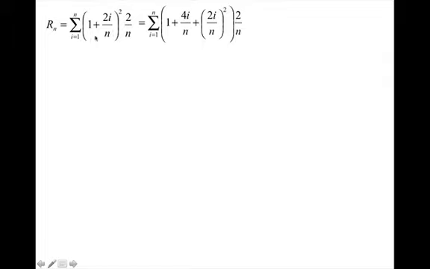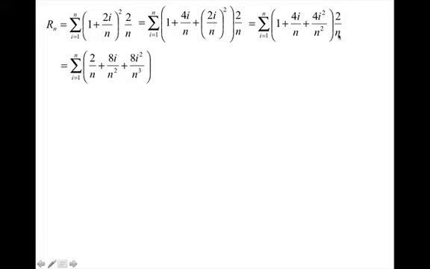So for some algebra, you're going to want to expand out the (1 plus 2i over n) squared to get the following. And you can do a little bit more simplifying. You can distribute that square through. And then you can also distribute this 2 over n through. So now we have this.